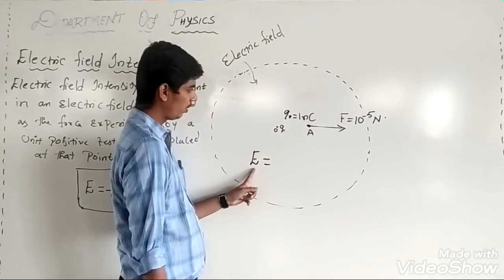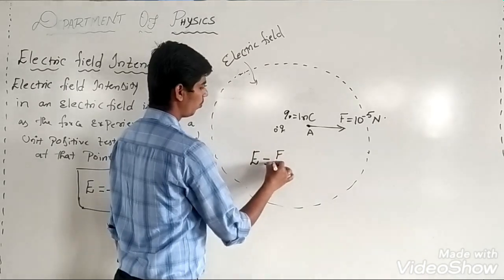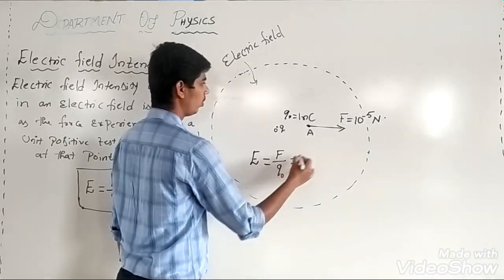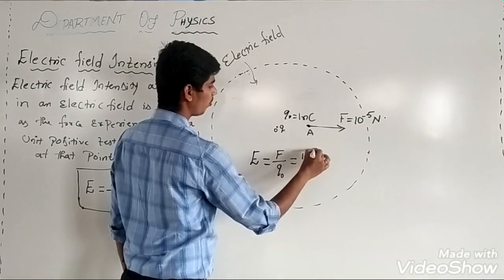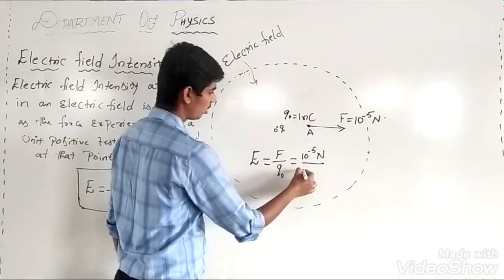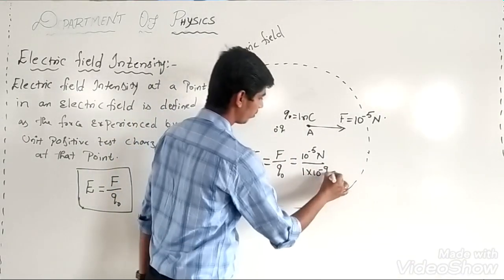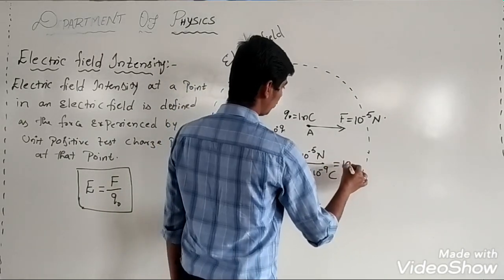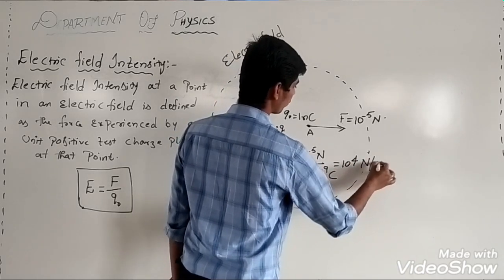We know that electric field intensity at any point is defined as force experienced by unit positive test charge placed at that point. We know the force experienced by this test charge: 10 to the power of minus 5 Newton, divided by the amount of charge placed at this point, 1 nanocoulomb. Nano means 10 to the power of minus 9 coulomb. So this will be equal to 10 to the power of 4 Newton per coulomb.